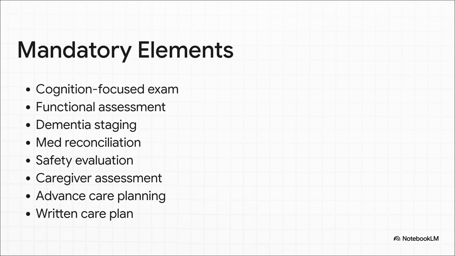You must evaluate their safety, including their ability to drive or live at home. You have to identify and assess their caregivers. You must address advance care planning. And finally, you have to create a written care plan and actually share it with the patient or caregiver. If even one of these exhaustively strict documentation elements is missing, or even just deemed unnecessary for the patient, you simply cannot bill 99483. You'd have to default to a standard E/M code instead.